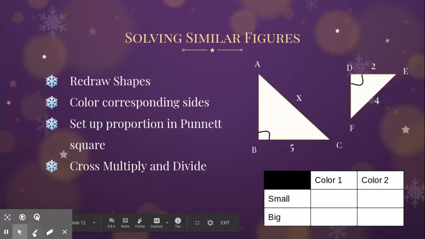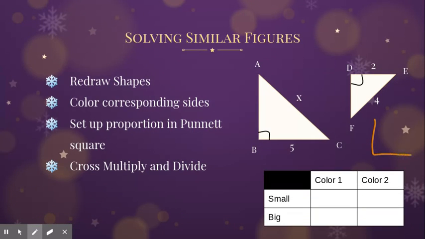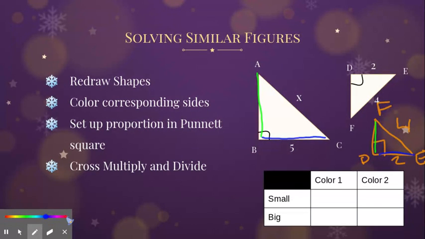So if we look at this, I'm going to redraw this shape. It's going to look the same. So that's D, E, and F. The EF is 4 and the DE is 2. Then I'm going to color coordinate them. I'm going to make AB green, which means DF is green. BC blue, which means DE is blue. And then red. AC is red, so FE is red.